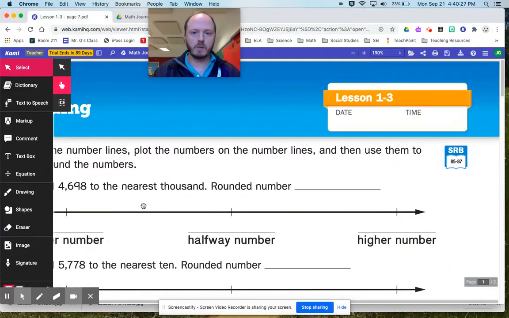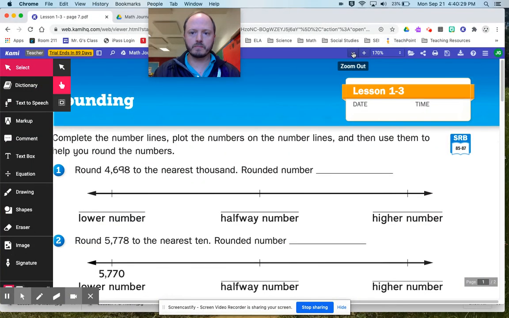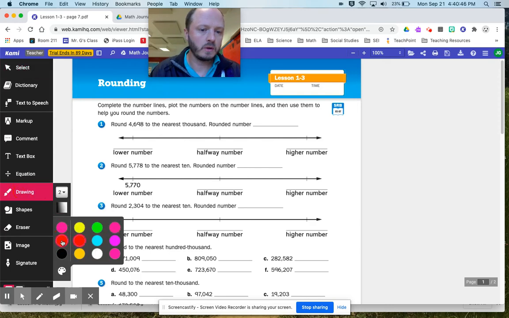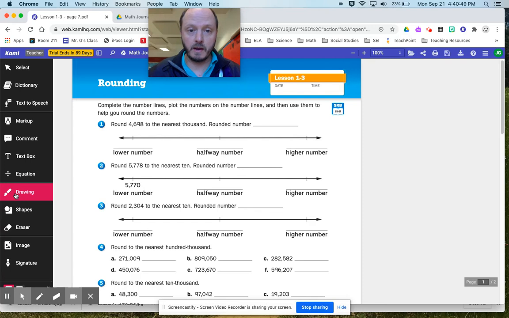I want to scroll up, and I'm going to zoom out and look at our journal page 1-3 on rounding. And they want you to do the same exact thing again. They want you to pay close attention to which place value they want you to round to. And number 1, they want you to round to the nearest 1,000. So I want you to circle that as well. I want you to make sure that you see that.